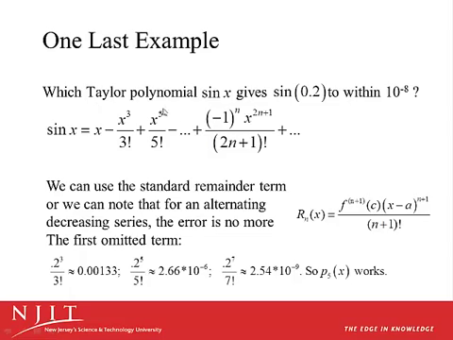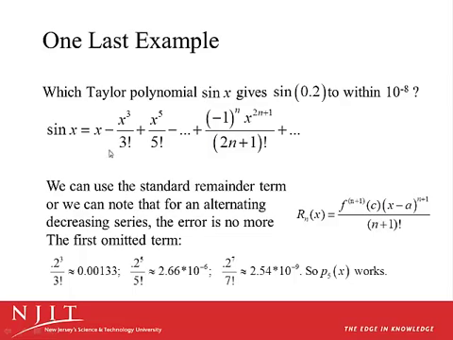We could ask which Taylor polynomial for sine x gives sine of 0.2 radians to within 10 to the minus 8th. Well, we should know the power series for sine x is x minus x cubed over 3 factorial plus x to the 5th over 5 factorial, and so forth. We could use the standard remainder term over here on the right, computing the derivatives of sine x, which are pretty easy, and those derivatives are never bigger than 1. So it's really not a difficult way to do it.